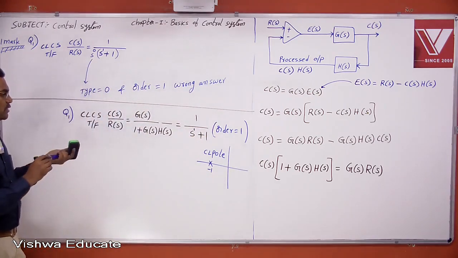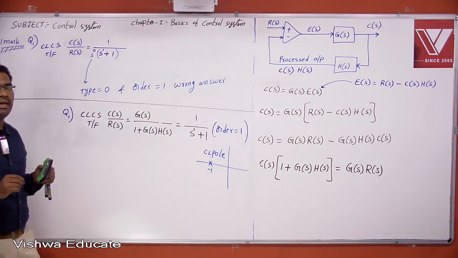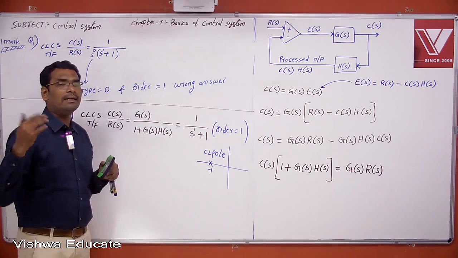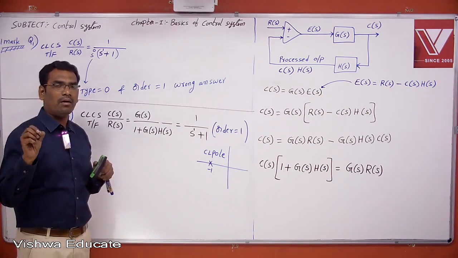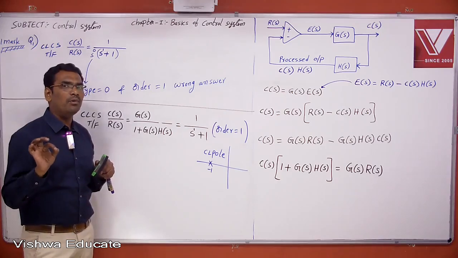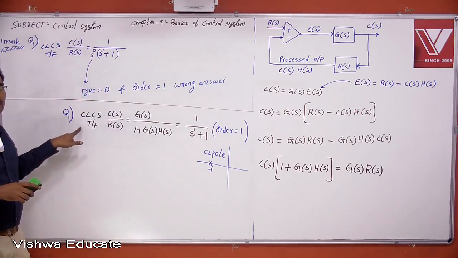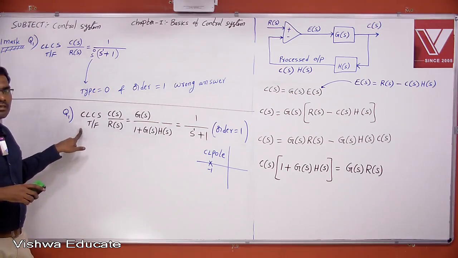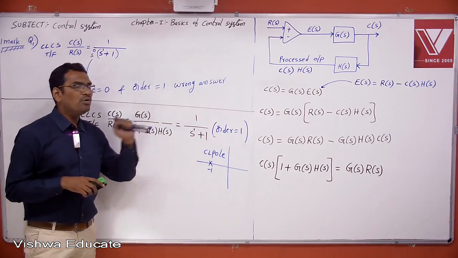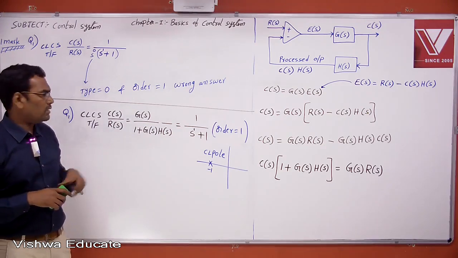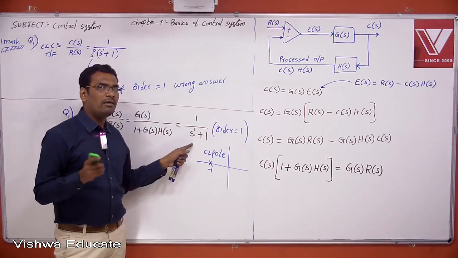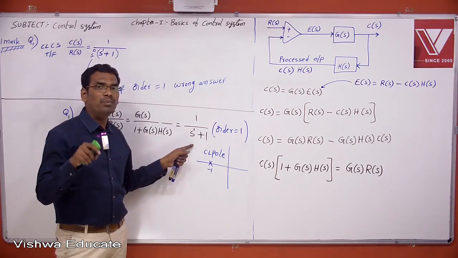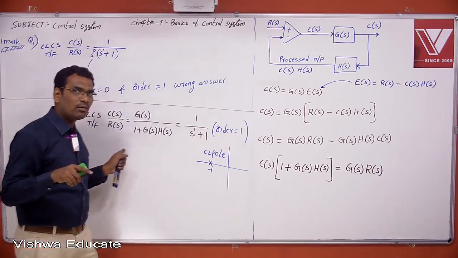Then what is the definition of type? Recollect your definition: type is nothing but the number of open loop poles available at origin. But what is the given system? It is not an open loop control system, it is a closed loop control system. So how can you find the open loop poles? In a closed loop system, closed loop zeros and closed loop poles are available, but for finding type I want open loop poles, and open loop poles are not available in the closed loop control system.